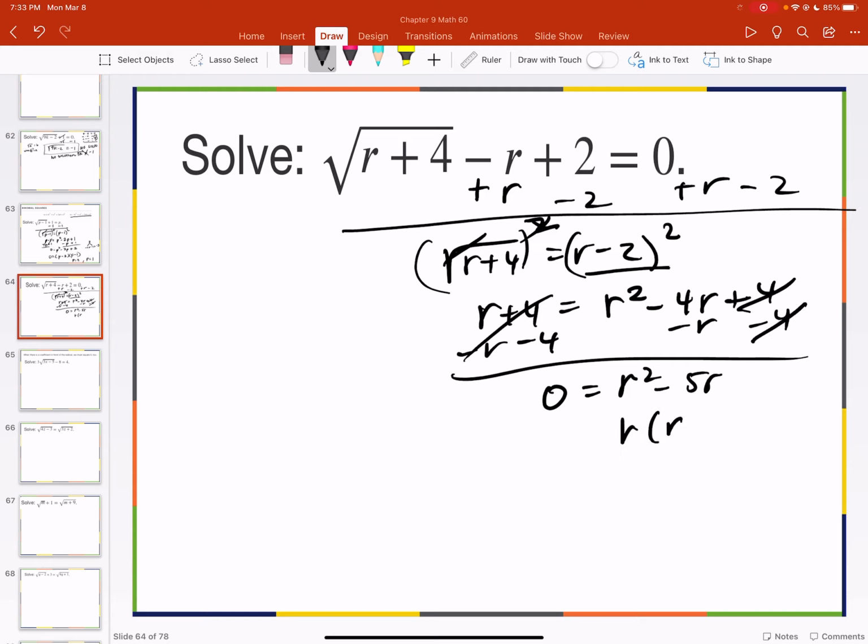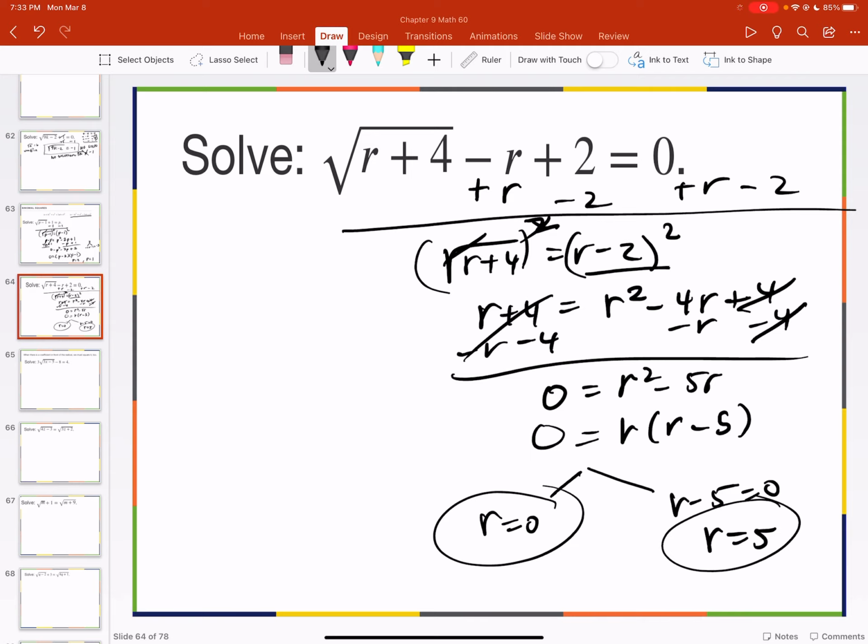Factoring, we factor out the GCF of r, okay? And so now you get two answers. r is equal to 0, or r minus 5 is equal to 0, which means that r equals 5. Okay, great. So that's it for this one.